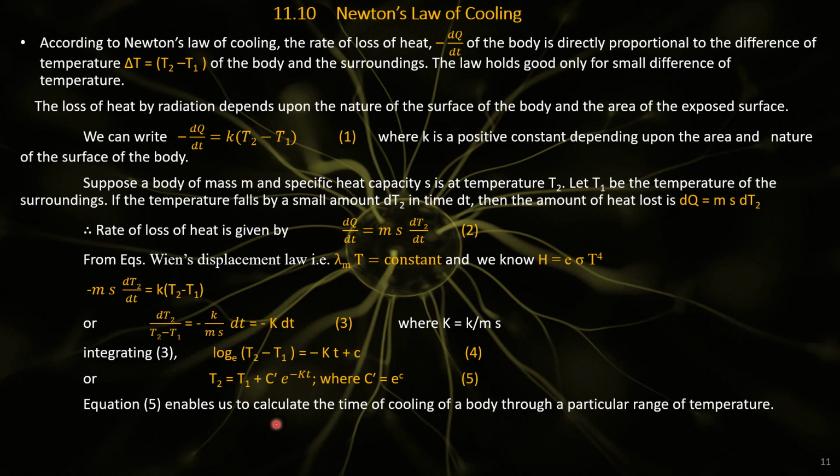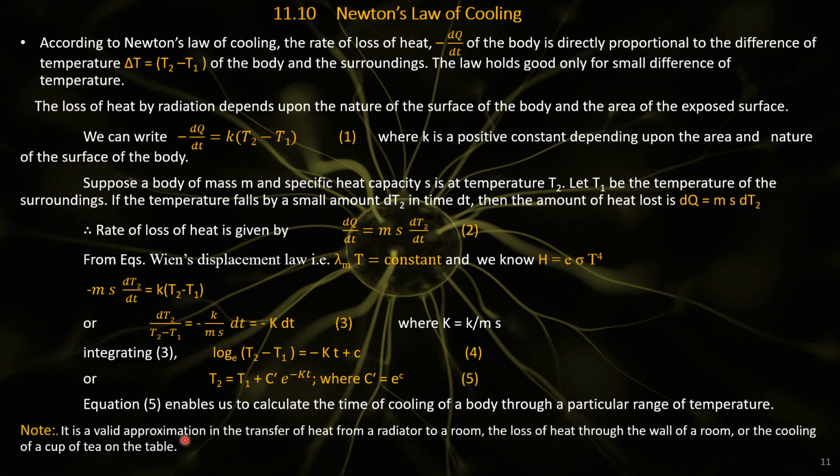Equation 5 enables us to calculate the time of cooling of the body through a particular range of temperature. That means if we know the values of T2 and T1, we can calculate the rate of cooling of the body through a particular range of temperature. Please note that this equation 5 is a valid approximation in the transfer of heat for a radiator or to a room, a loss of heat through the wall of a room, or cooling of a cup of tea.